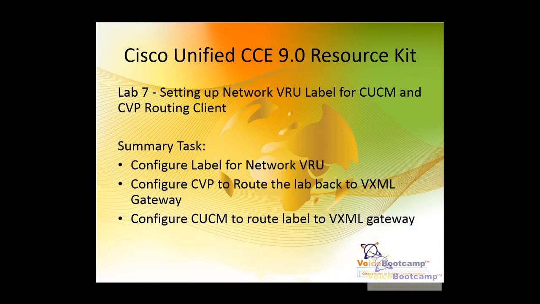In this particular lab, I'm going to show you how to set up a network VRU label for CUCM and CVP routing client. We're going to configure the label for the network VRU that has been defined, and then configure CVP to route that label back to the VXML gateway, and then configure the CUCM to route the label back to the voice XML gateway as well.